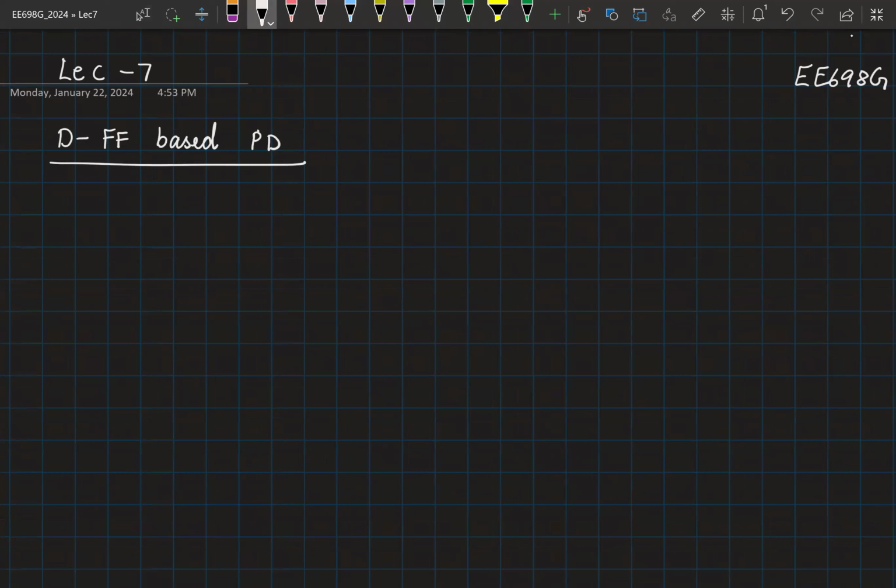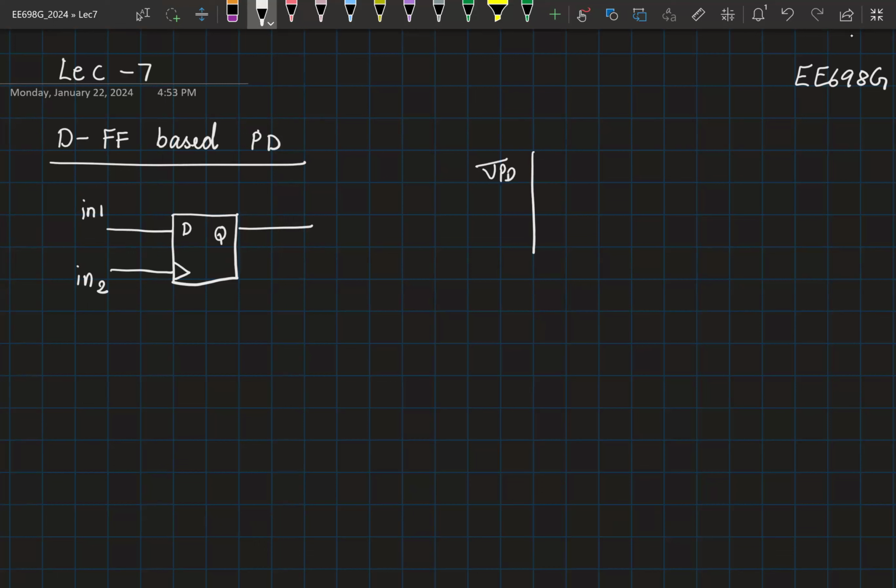So the structure we are using consists of a very simple D flip-flop, where the D input was equal to N1 and the clock signal was equal to N2. And we saw that its VPD average versus phase error curve looked like this. So let me call this some VH and VL.